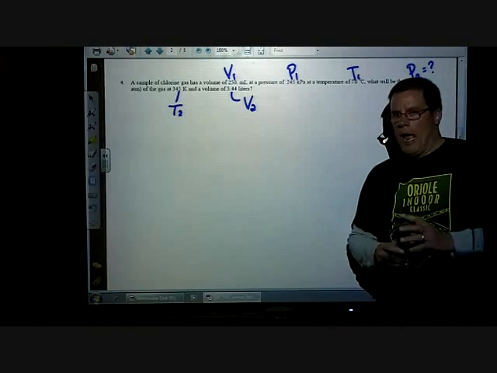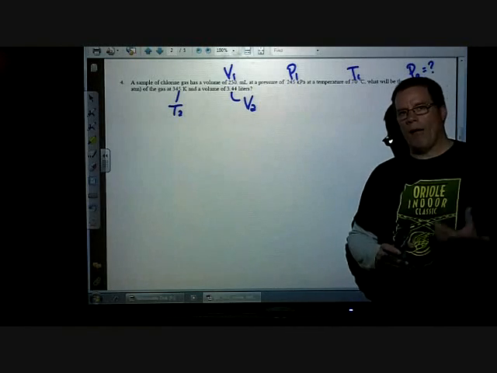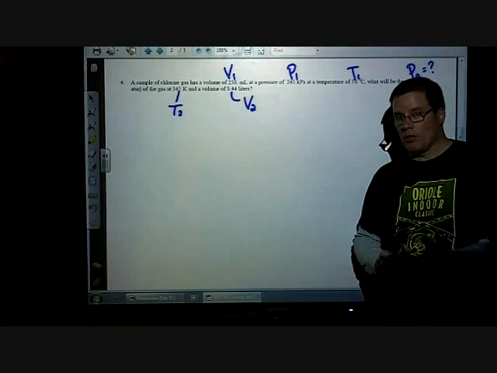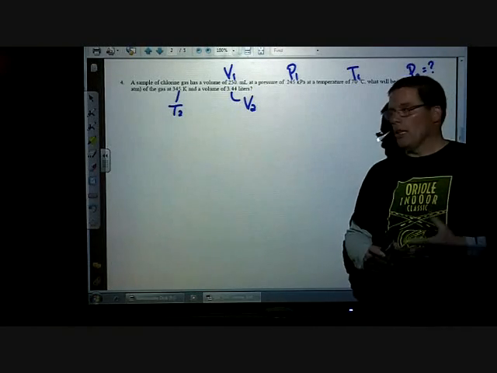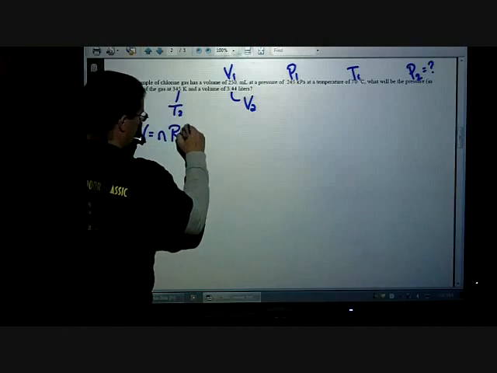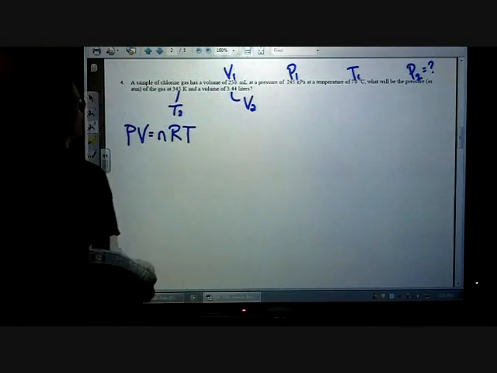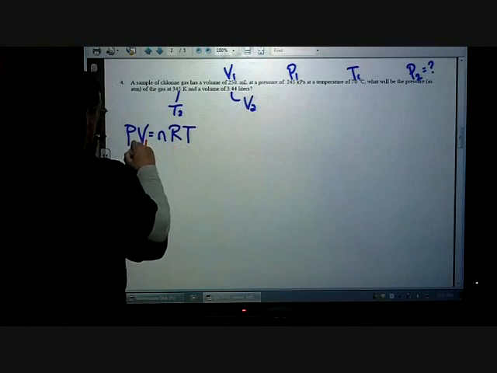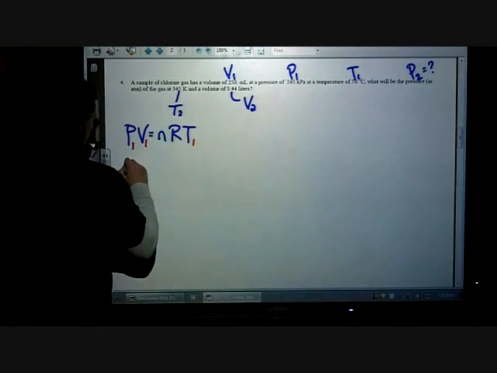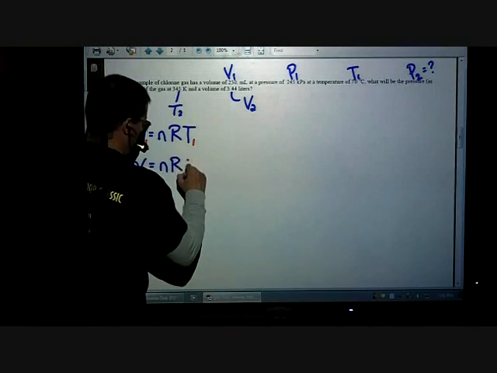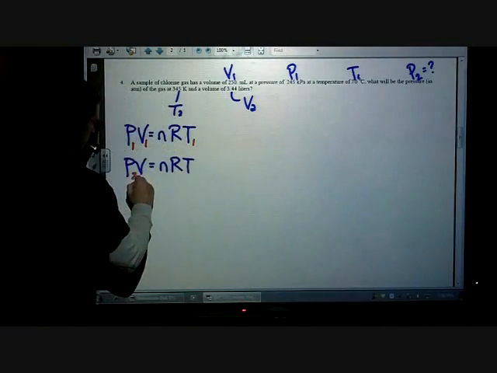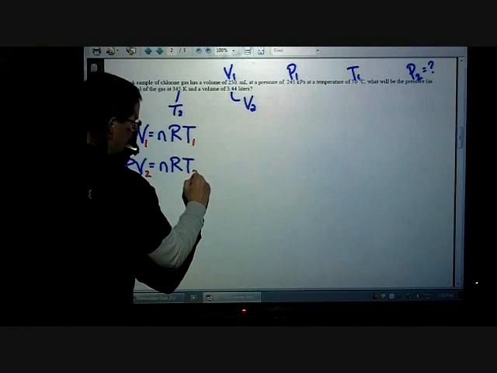Now, we aren't going to have the P1, V1 type equations. You have to be able to rearrange the variables from PV equals nRT, recognizing that we do have an initial set of conditions and a final set of conditions. So knowing that, let's look at what we have. We have PV equals nRT, and you have an initial volume, an initial pressure, and an initial temperature. Also, you have another set of conditions where you're looking for the pressure, you're given a volume, and you're given another temperature.